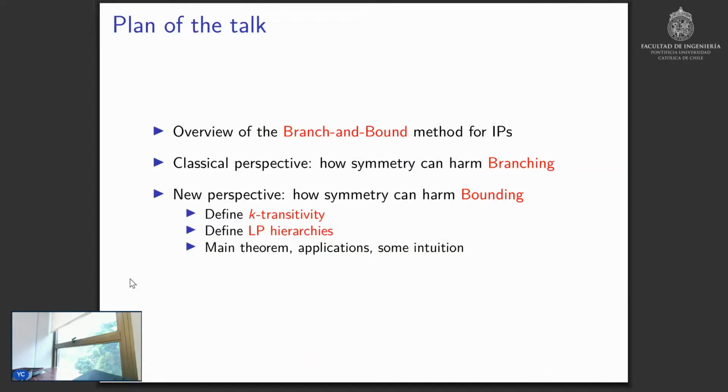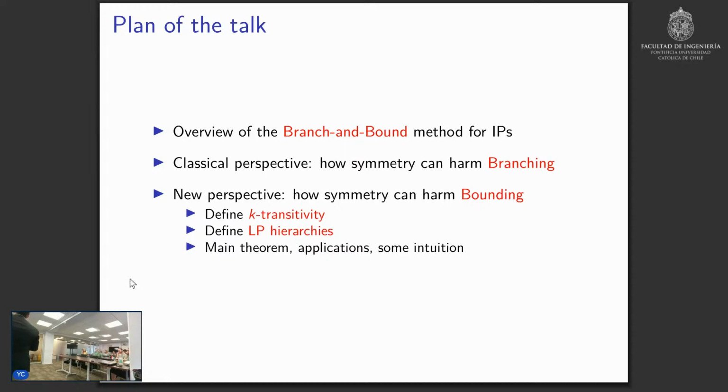And so for this new perspective, we'll need to define a few things. So first, we'll define what k-transitivity is. That's a property of the symmetries of our feasible region. I'll define that in a minute. And then we'll talk about these linear programming hierarchies. Linear programming hierarchies, in a nutshell, are techniques that tighten up your linear relaxation. They're cutting planes in a way.